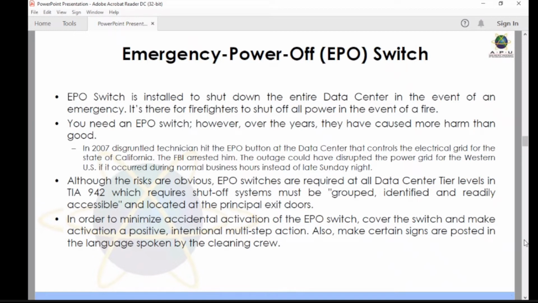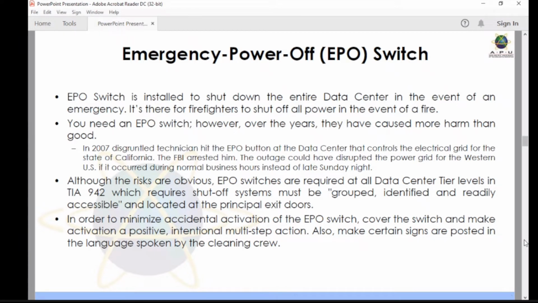Emergency power off switch. The EPO switch is installed to shut down the entire data center in the event of an emergency. It's therefore for firefighters to shut off all power in the event of fire. You need an EPO switch. However, over the years, they have caused more harm than good. Okay, EPO switch. So here's one example.